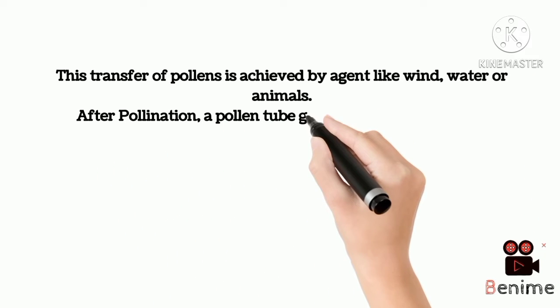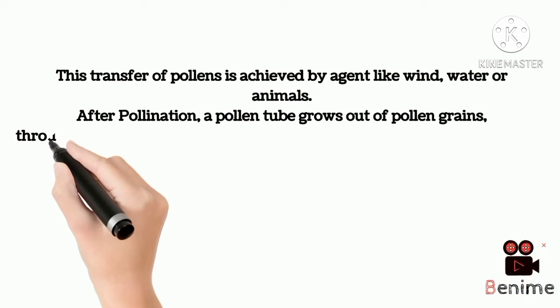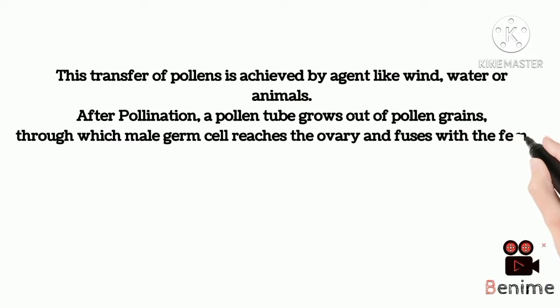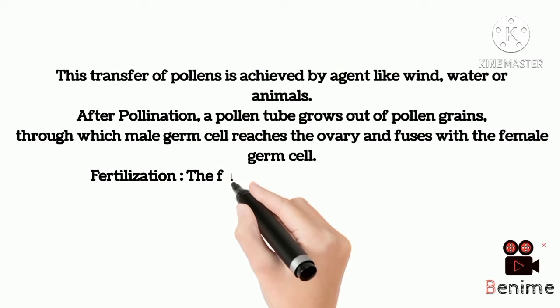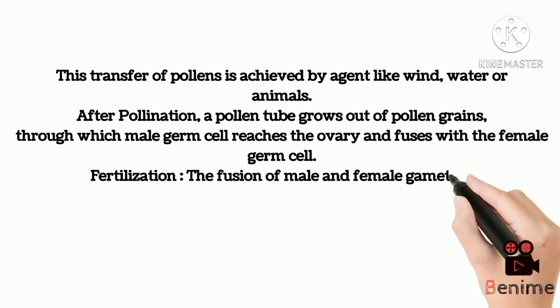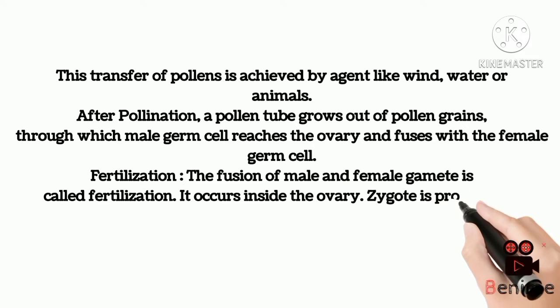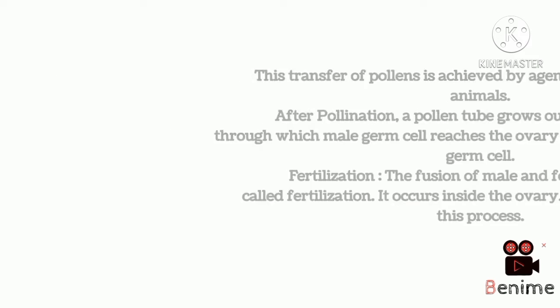After pollination, a pollen tube grows out of the pollen grain, through which the male germ cell reaches the ovary and fuses with the female germ cell. Fertilization. The fusion of male and female gametes is called fertilization. It occurs inside the ovary. Zygote is produced in this process.